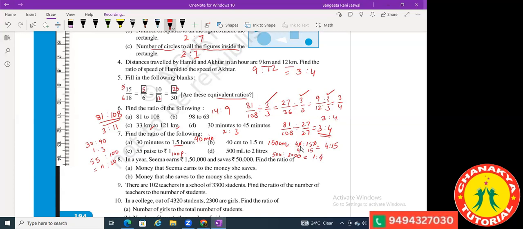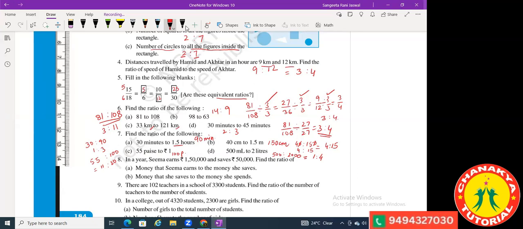Okay, children, remember one thing. When you are writing in the subjective exam, suppose I give you such questions, you have to write in statement form. These are not story sums or anything. You have to first do the conversion. You have to show the conversion, and then perform whatever calculations you are doing when finding the ratio.